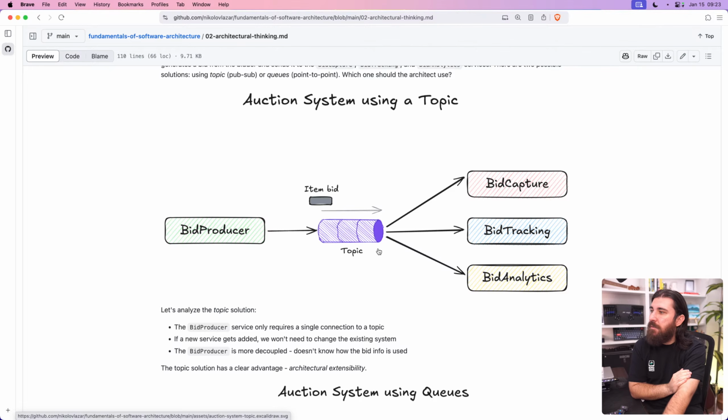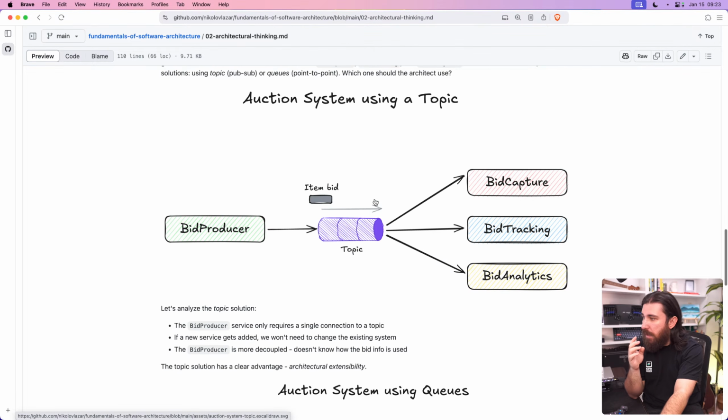Apache Kafka. The bid producer sends the item bid event to the Kafka topic, and now the bid capture, bid tracking, and bid analytics have subscribed to that topic, and they immediately get the event, right? That's how the communication happens using a topic.